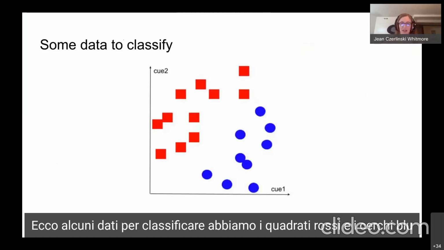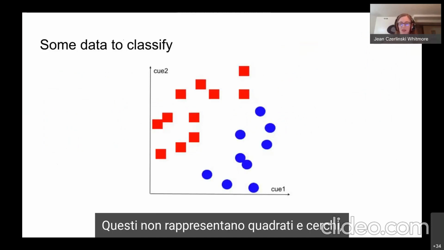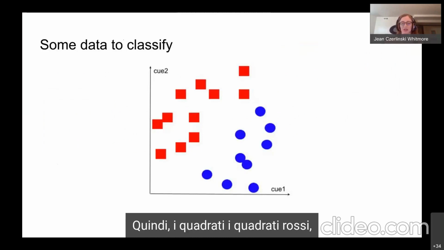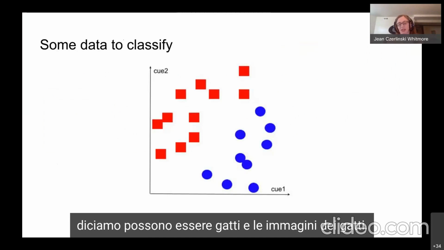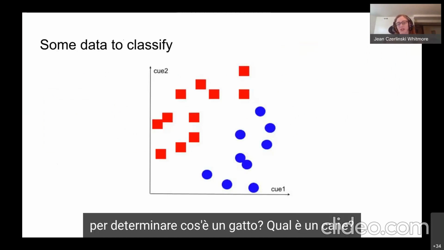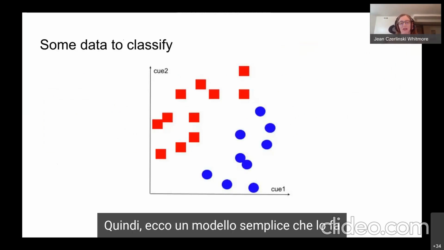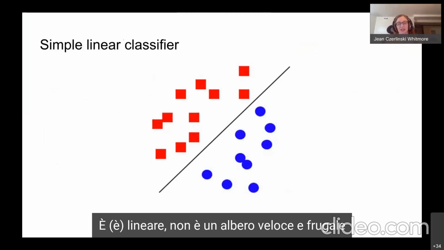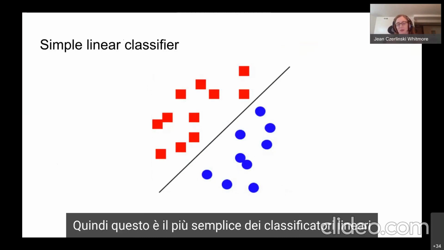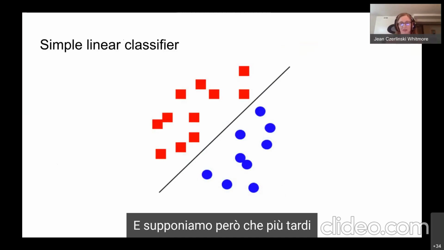We have the red squares and the blue circles, and we have two cues. These don't represent squares and circles. They're supposed to represent some data. So the red squares, let's say, can be cat pictures, and the blue circles are dogs, and you need to use cues from the images to determine which is a cat and which is a dog. So here's a simple model that does it. It's linear. It's not a fast and frugal tree. I chose to focus on linear models for this talk, but a similar argument would apply to tree-based models. So this is the simplest of the linear classifiers.